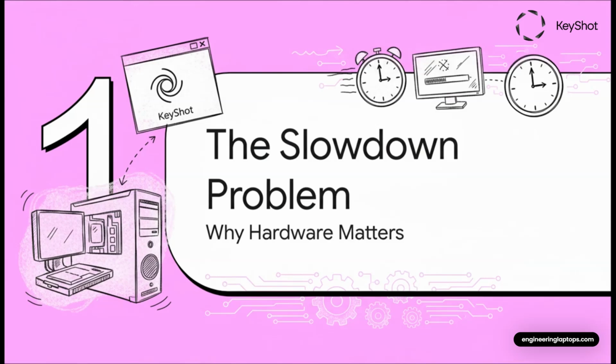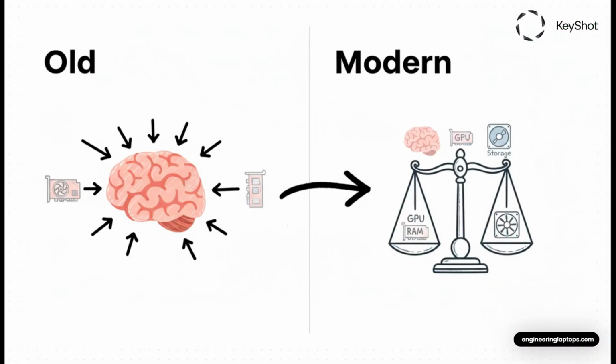Okay, first up, the rendering slowdown problem. Before we can build the right PC, we have to understand why the relationship between KeyShot and your hardware has totally changed. It's a different game now. For years, the mantra was so simple. Just get more CPU cores and your renders will be faster. End of story. But that's old news.